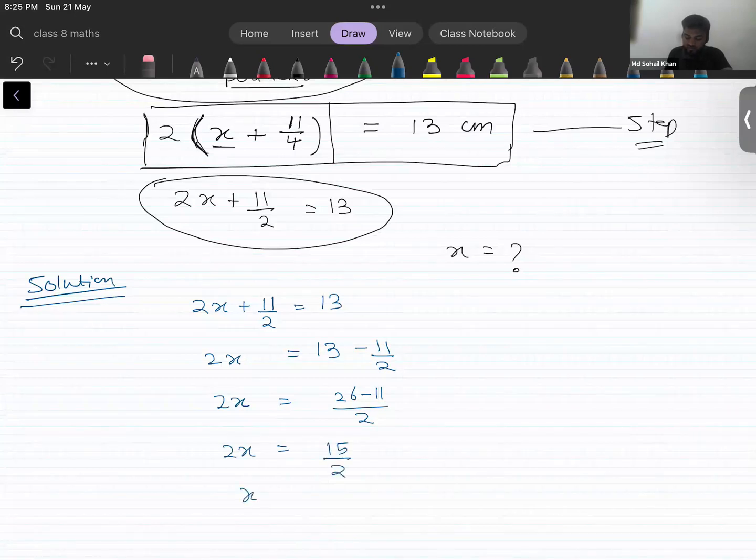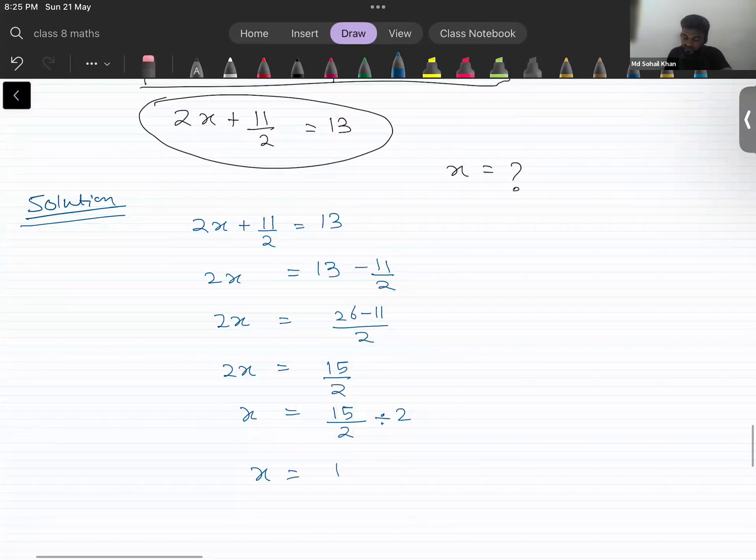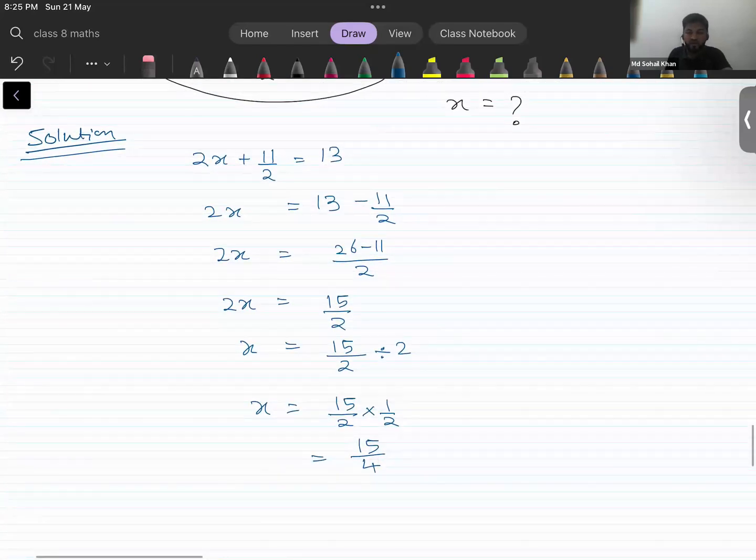Now again, we will transpose 2 to the right side, then it will be in division with the value. So 15 upon 2 divided by 2. x equals 15 upon 2 multiplied by 1 upon 2. That gives you 15 upon 4. Okay, Ahmed. So your answer has to be 15 upon 4. This is the required answer here.